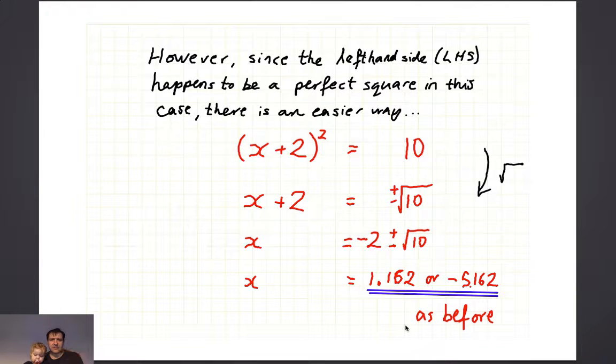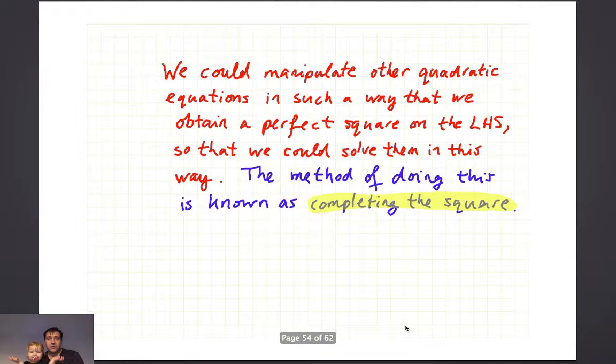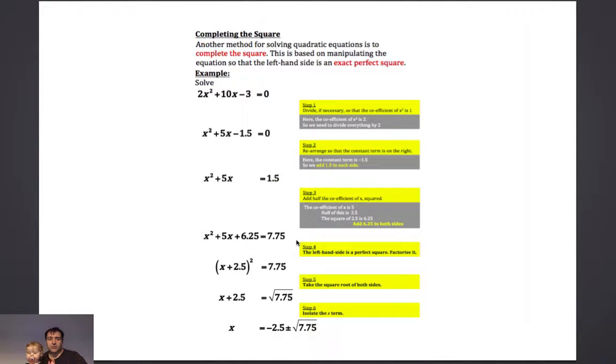So there's an advantage to be gained if one side of the thing you've got happens to be a perfect square. And the method called completing the square is all about doing that. So I've written we could manipulate other quadratic equations in such a way that we obtain a perfect square on the left-hand side, so that we could then solve them in that way. And that method is called completing the square. I gave out a whole sheet for that, which had a recipe for that, and I'm just going to have a closer look at that now.